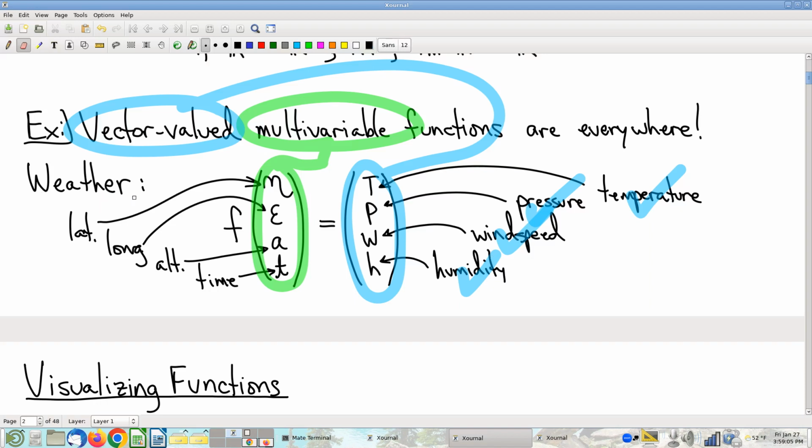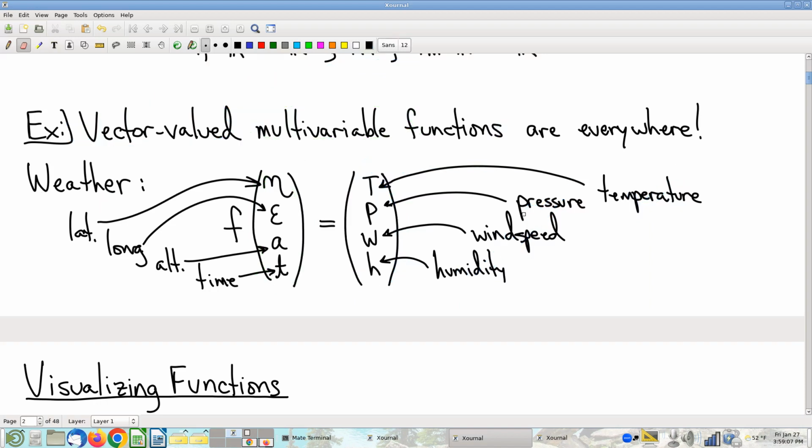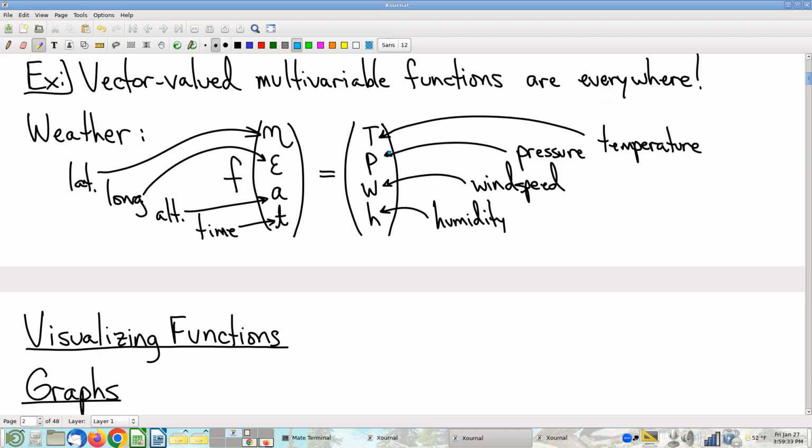What I think is interesting about this is how stereotypically trite talking about the weather is, right? It's the most trivial of conversations, chit-chat, right? And yet, in fact, it's this sophisticated construction called a vector-valued multivariable function. Okay, so these vector-valued multivariable functions are all over the place, and that's what we're going to be studying in this course.